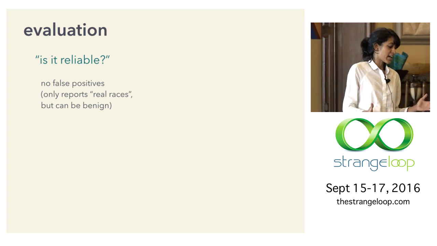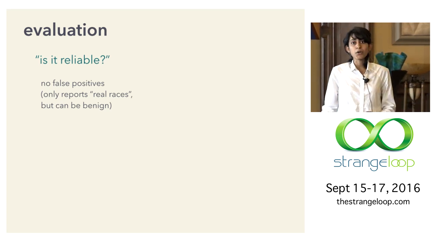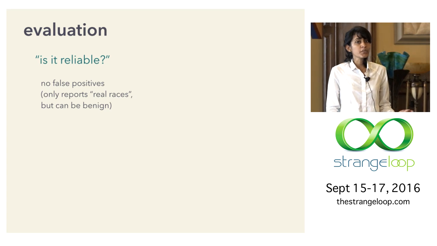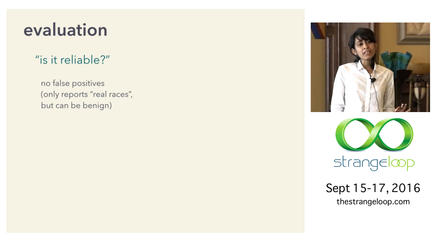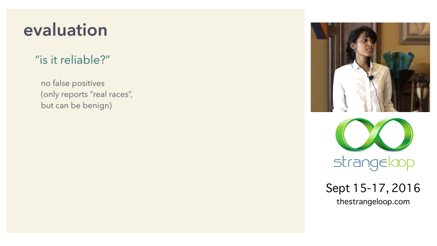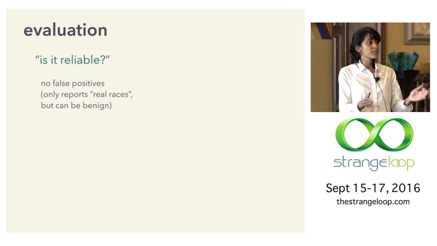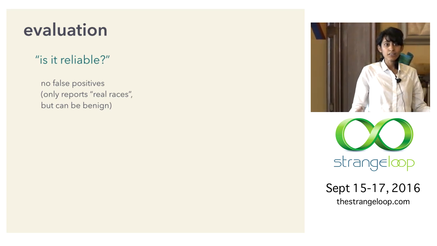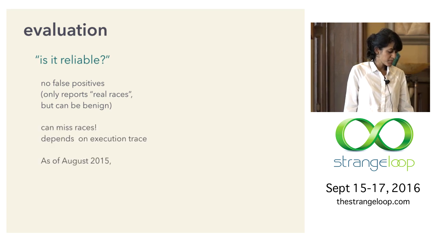TSAN, or the Go race detector, does not report false positives. So if it reports a race, there is a data race. There is some ordering of events in your program that would result in a data race. But just because it reports a data race, it doesn't mean that it's dangerous, right? There is such a thing as benign data races, and that's up to you as the programmer to decide the consequences of the data race.